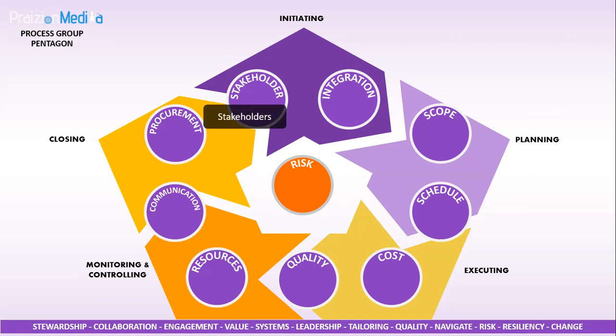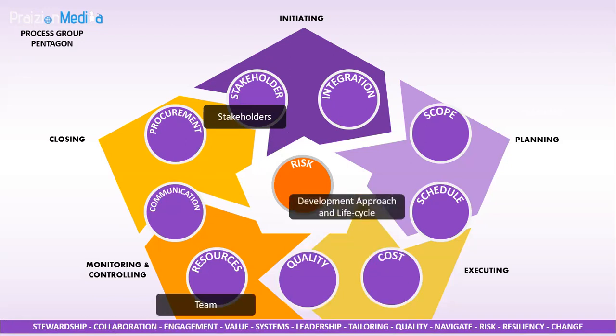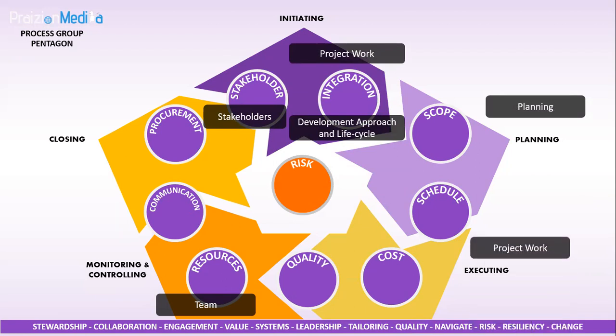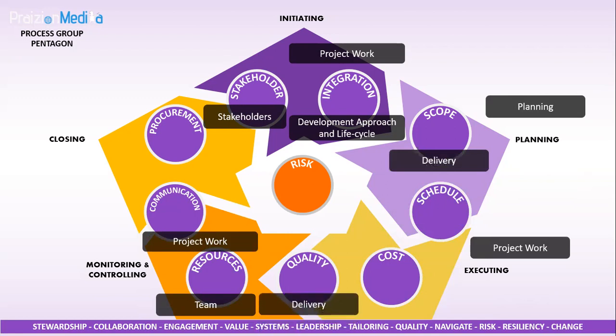There's a lot of overlap between the stakeholder domain and stakeholder management, the team domain and resource management, the development approach and lifecycle domain with integration, the planning domain is all across the board with planning. Project work also maps back to integration and also maps back to executing as a whole. The project work domain also maps to resources. The delivery domain maps to scope and quality. The uncertainty domain, of course, maps to risk.